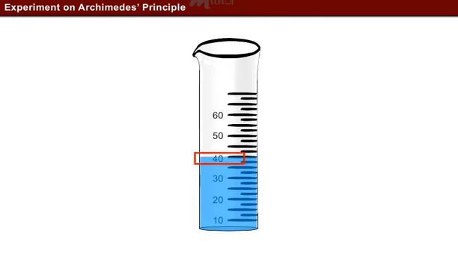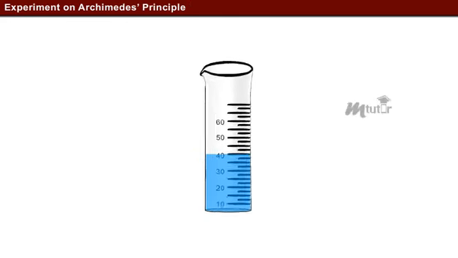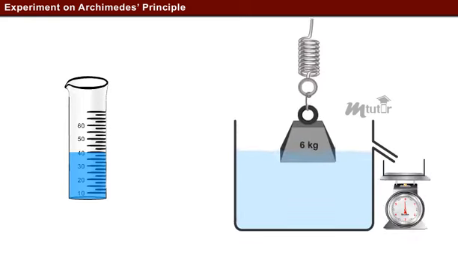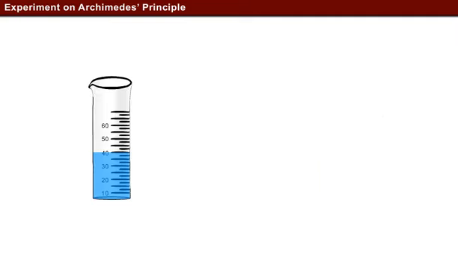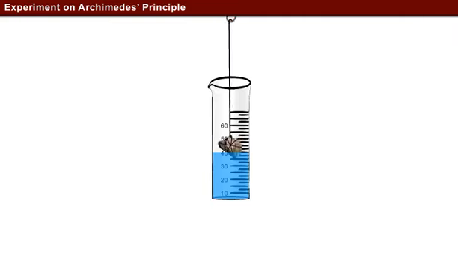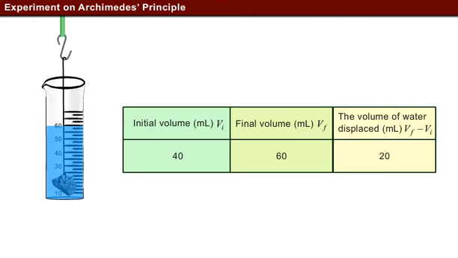The initial volume of water is noted to be VI, here it is 40 milliliters. Now, we have to suspend the metal bob carefully into the measuring cylinder with water. You can notice the water level rising in the measuring cylinder. Notice the final reading and let it be VF, here it is 60 milliliters. Let's table the values found. And from these values, we can calculate the volume of the water displaced to be 20 milliliters.